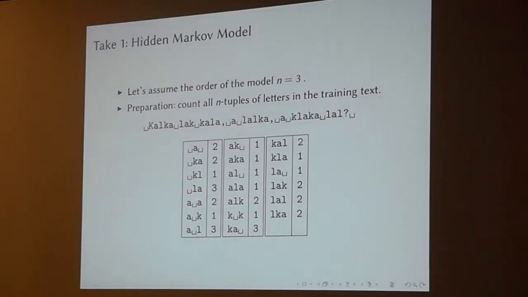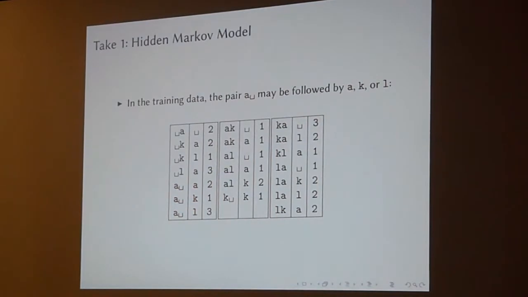So if we take this training text and count all triples of letters that appear in this text, we get such a table. For example, the sequence space LA appears 3 times in this text, here, here, and here. And here we have other combinations. Now let's take a bit different look at this table. Let's think of these triples as a 2-letter context and then the following character. So if you think of a context A and then space, the possible following characters are A, K, and L, according to the training text.